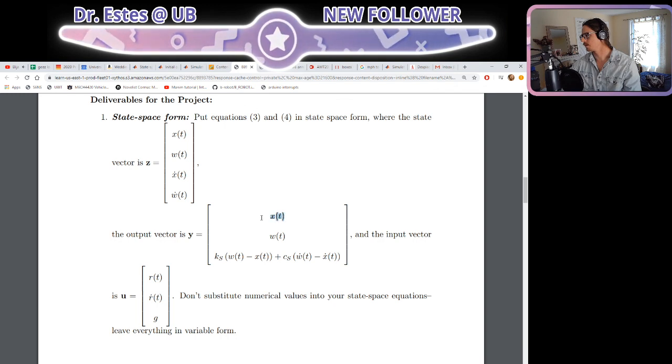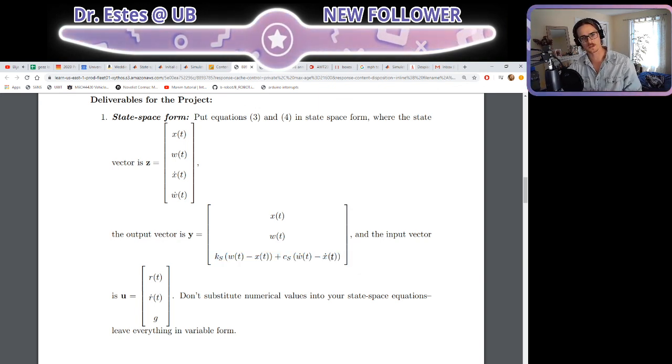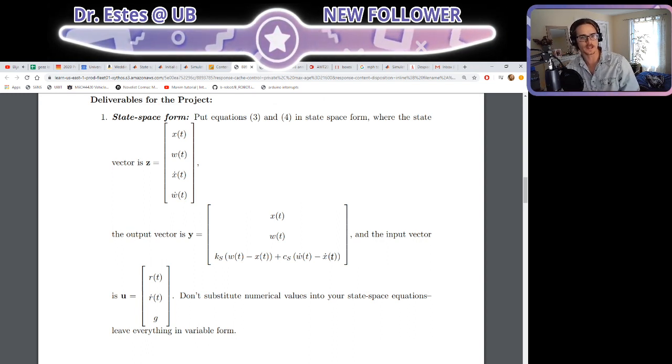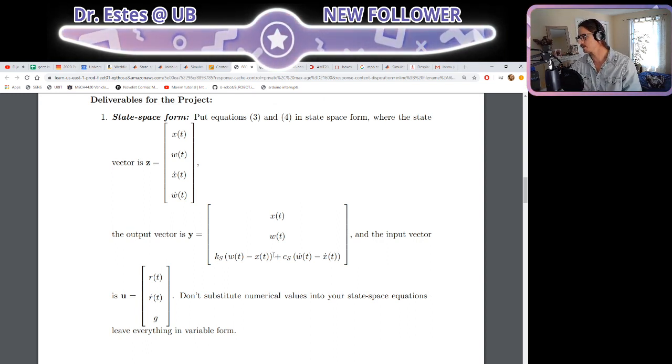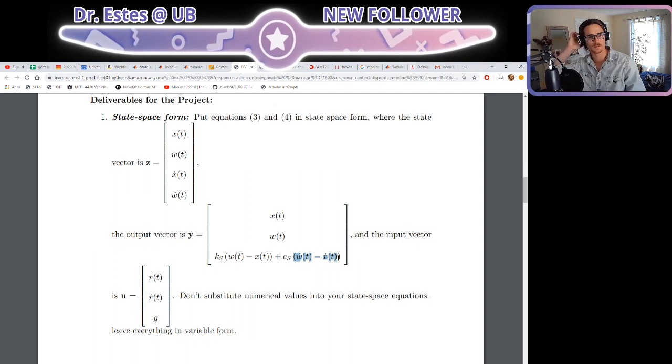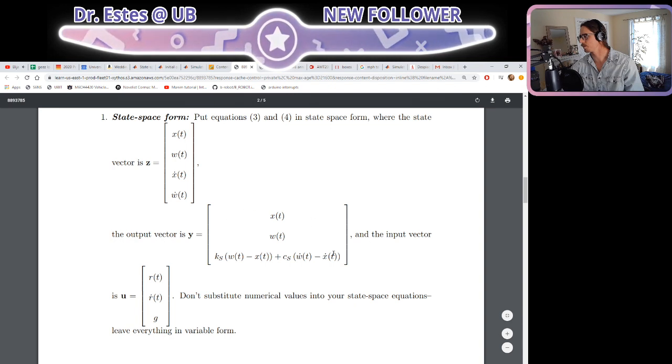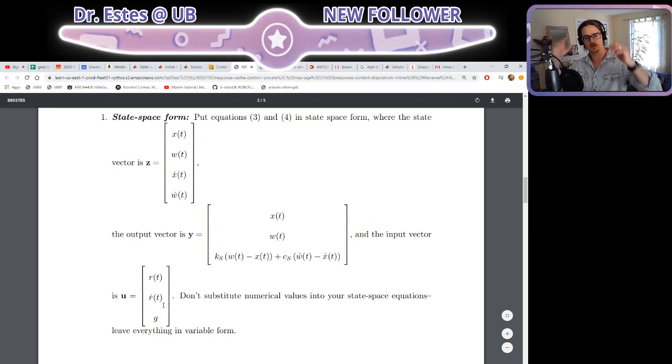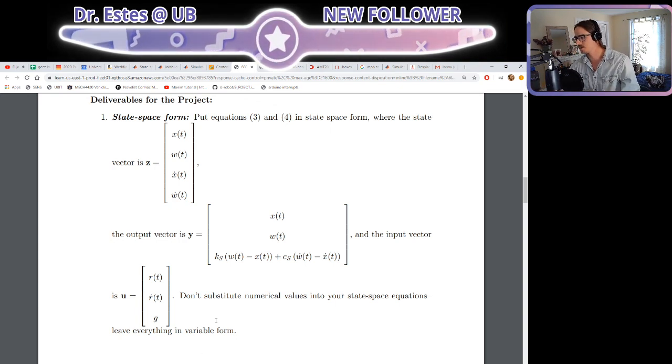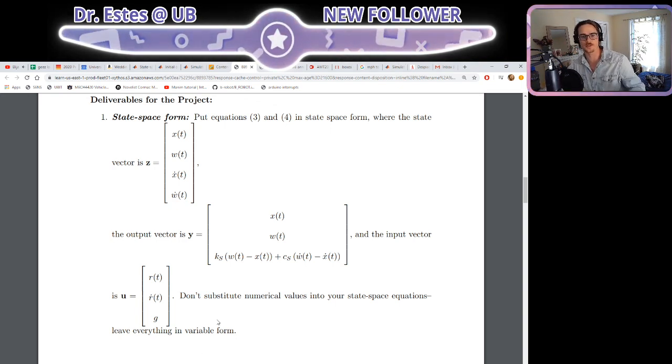Our outputs are the vertical position of the sprung mass and the vertical position of the wheel hub, so we'll get the relative motion of those. And this last output, this third one, is the force in your suspension system at any time. So it's the spring constant times how much it's compressed, plus the damper coefficient multiplied by how quickly it's being compressed or extended. So we have a fourth order system with 3 outputs and 3 inputs. Based on the sizes of these vectors, you can determine how big the A, B, C, D matrices need to be.